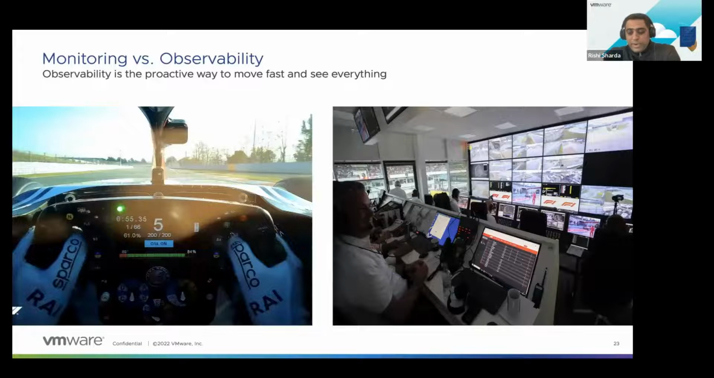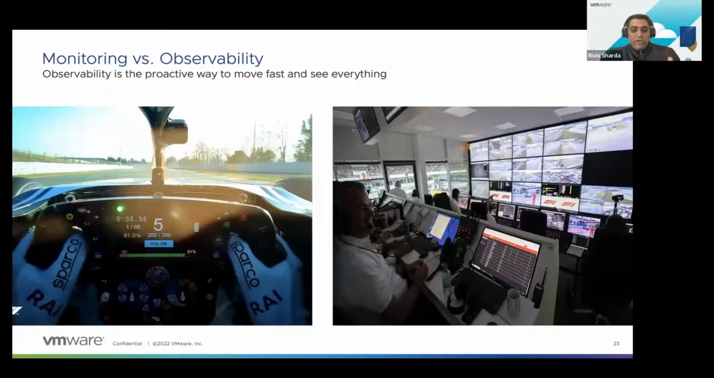But if you look at what's happening on the right-hand side, you have a 360-degree view of not just the driver in your team, but of what other teams are doing, what the trends of lap times of others are, or if there is an incident happening on the track, what's going on across the track, and what the weather is like that is affecting the car. So the right-hand side picture is more holistic, where you're looking at all the aspects of how it can impact your driver's race. That is what observability is.